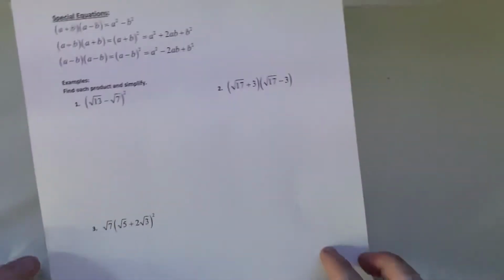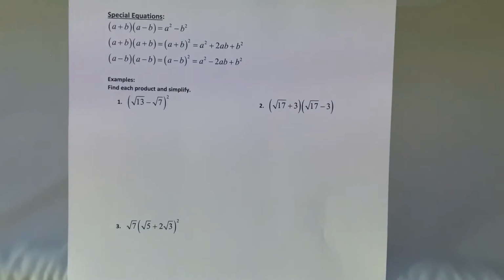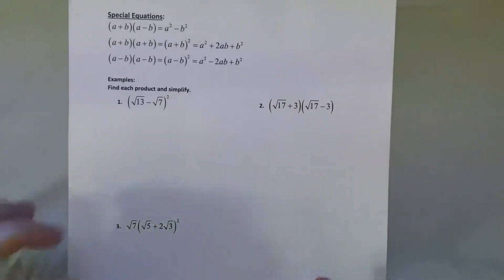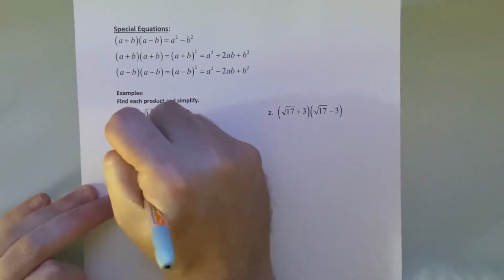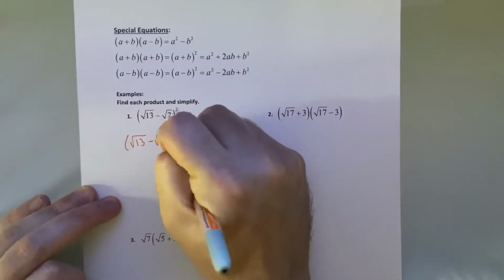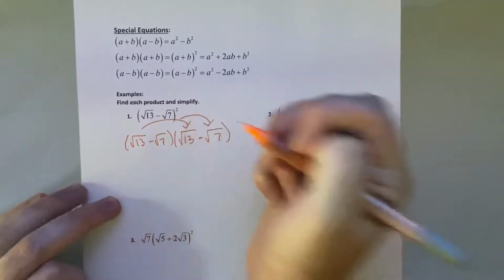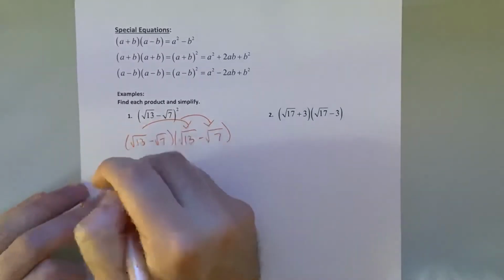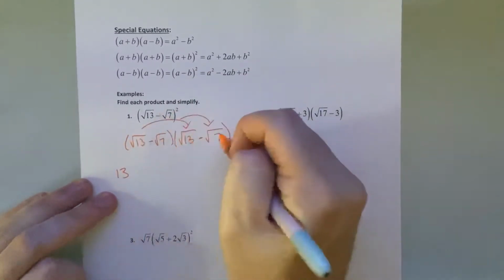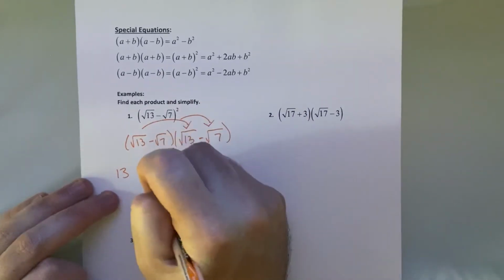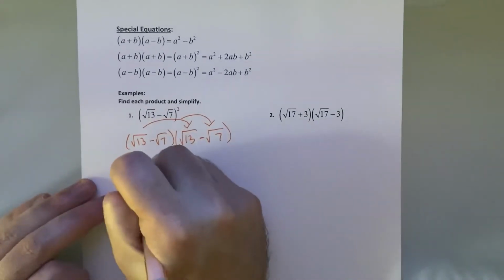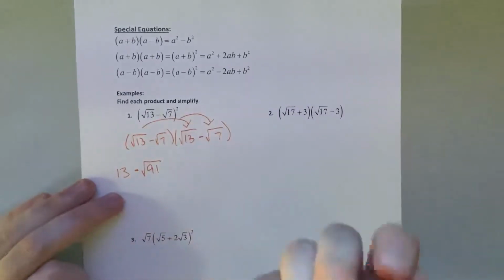Now, when the terms aren't by themselves, it gets a little more complicated. To see that, I just want to focus on something. Let's say properties of square roots, the square root of 13 minus the square root of 7, squared. So the square root of 13 minus the square root of 7 times the square root of 13 minus the square root of 7. When you FOIL or use the distributive property, square root of 13 times square root of 13 is 13. Square root of 13 times the negative square root of 7 is the negative square root of 13 times 7, which is 91.